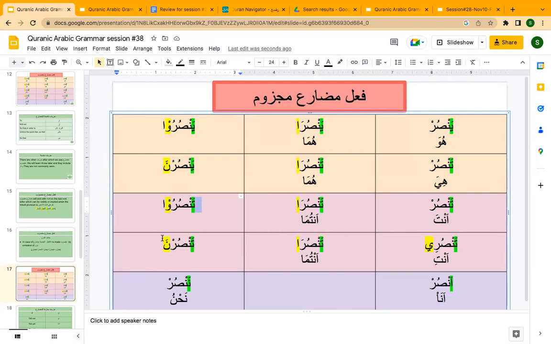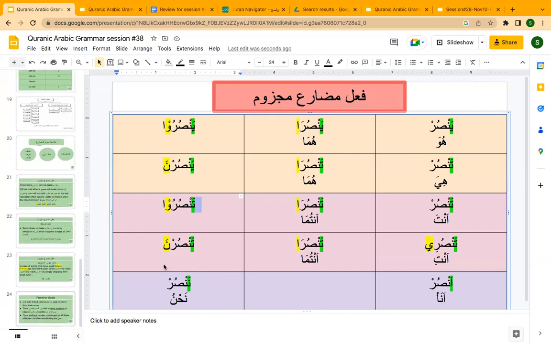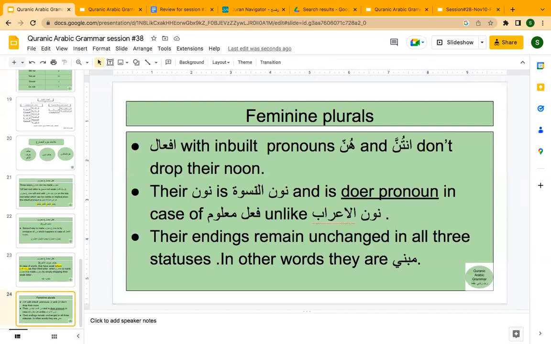So the whole point of af'alul khamsa and their noon was to help you understand how their noon is different from the noonun niswa. This noon is a doer pronoun, so it does not get dropped. These af'al are mabni. They remain unchanged in all three statuses. Their status changes, but they cannot show the change by their ending, and you have to rely on the context.